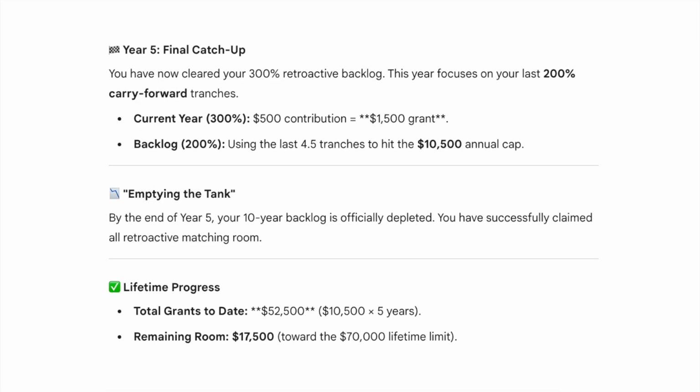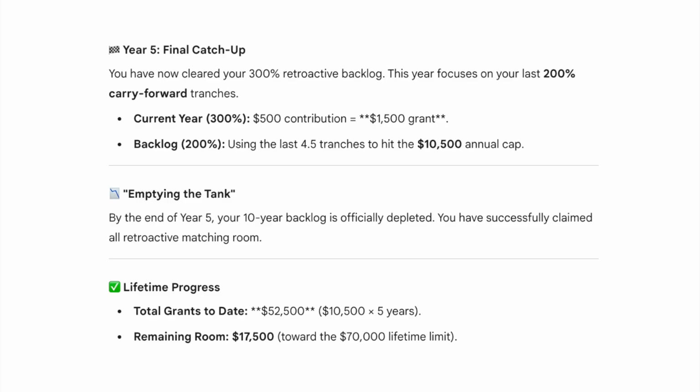In year 5, you enter the final clearing phase, where your retroactive 300% matching room is completely exhausted, and you are focused on consuming the last of your 200% carry-forward tranches. Because a new calendar year has begun, you are granted one fresh 300% tranche for that current year, which allows you to contribute your first $500 to receive a $1,500 grant. After that, you fall back on the 200% tranches, of which you have 3.5 left in your backlog, plus the one extra 200% tranche for the current year.